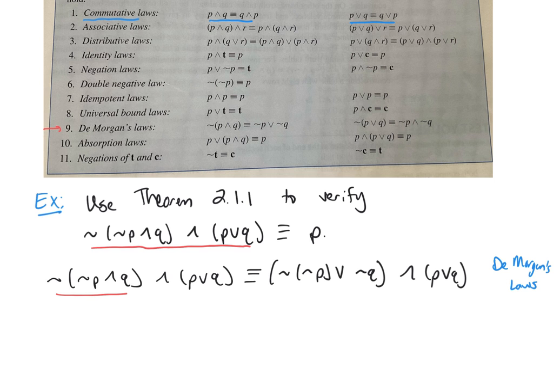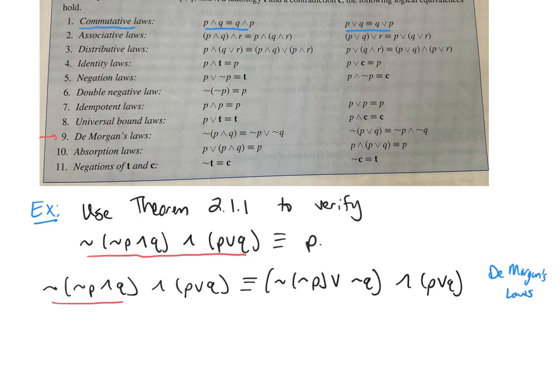And then, if we look at what we have here, we have not not P. Well, that is the double negative law. So if you look back up here, the double negative law says not not P is the same thing as P. So this will be logically equivalent to P or not Q. So here we're using the double negative law.